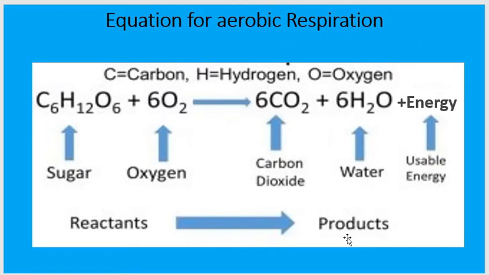So here is the equation for aerobic respiration. This is an equation you can see over here. First of all, I will explain this thing. As you can see over here, the blue arrow has something on the left side, and something on the right side. On the left side these are the reactants, and on the right side these are the products. I have explained it earlier.